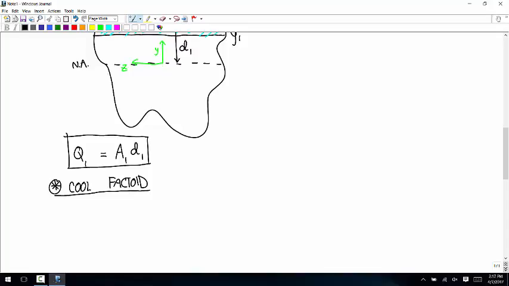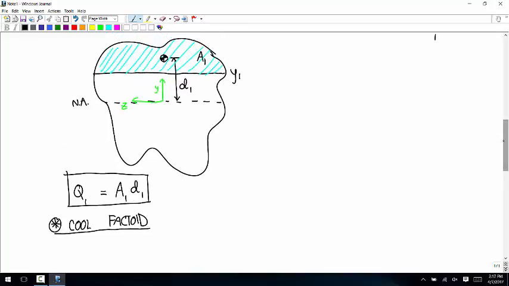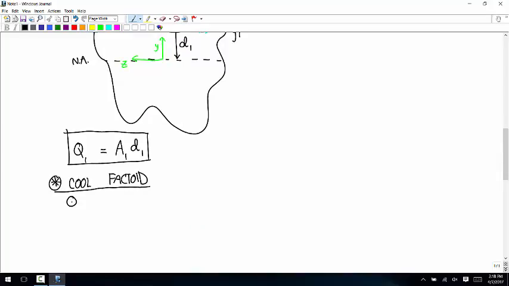This cool factoid is, you could just as easily define it where, instead of calculating the area above this line, you calculate the area below and find the centroid of the area below, and then take the distance from the neutral axis to the centroid of the area below. What am I going to say? They're the same. So Q1 above is equal to Q1 below.